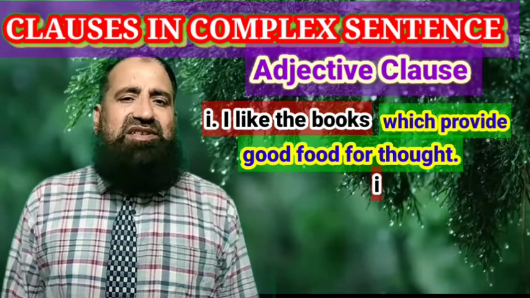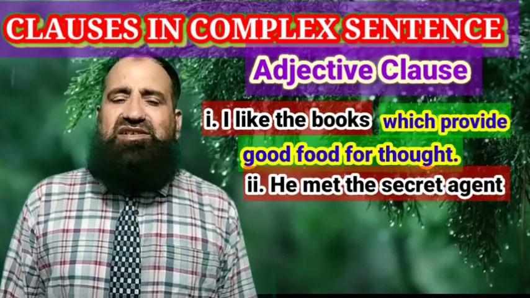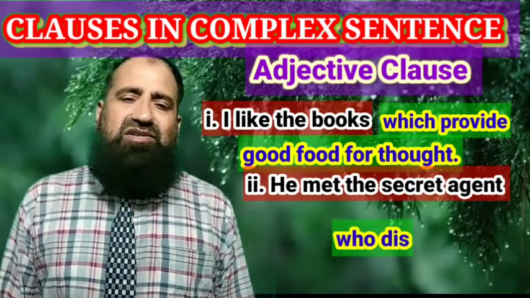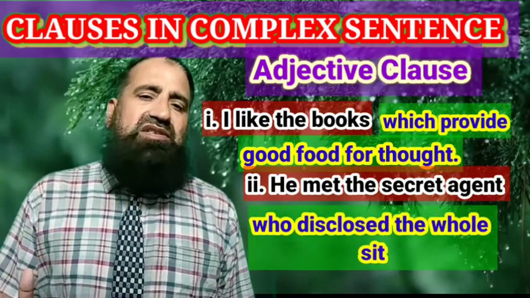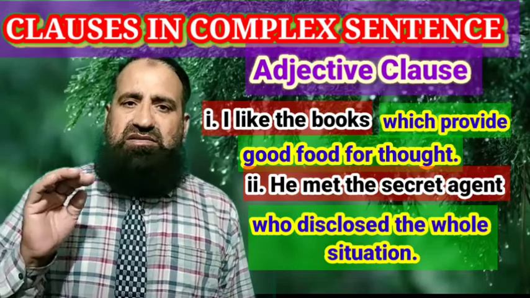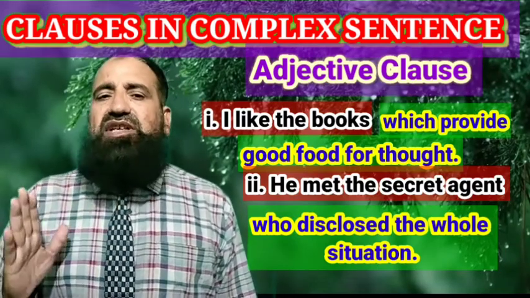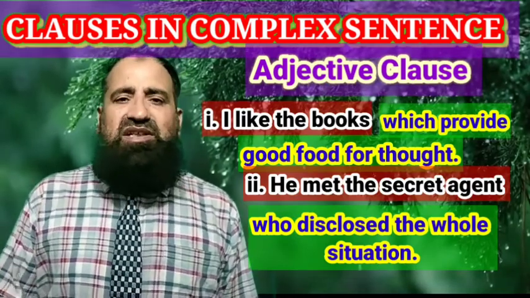Another example, he met the secret agent who disclosed all the situation. So who disclosed all the situation is describing the agent, यानी वो agent जिसने ये काम किया, तो agent को describe कर रहा है ये clause.